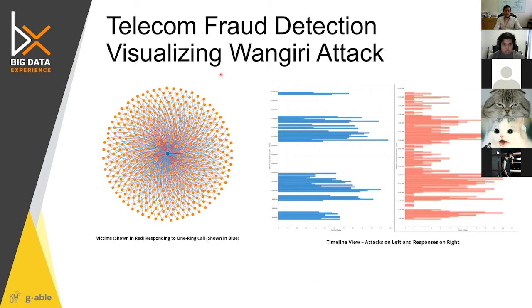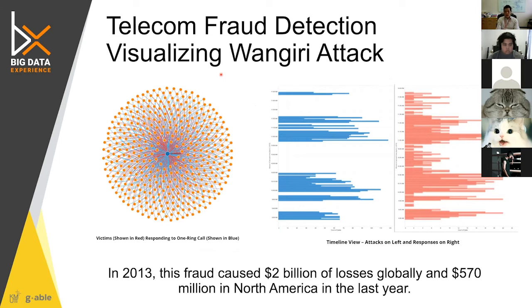You can use big data in detecting fraud. This is fraud that occurs in Europe and in the US. In North America, this type of fraud costs billions globally, and in North America it's about 500 million that occurred in the last year, in 2013.